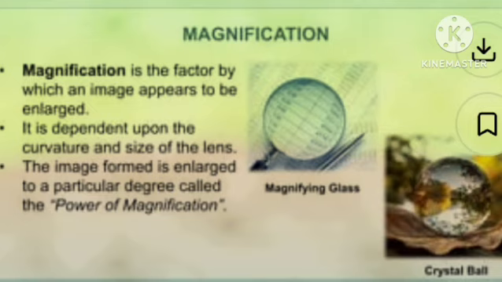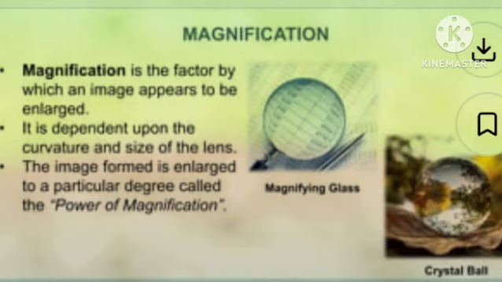Next few slides are on principles of microscopy. So what are the principles? First, magnification. Second, resolution. Third, numerical aperture. Fourth, illumination, and fifth, aberration. These are the 5 principles of microscopy.